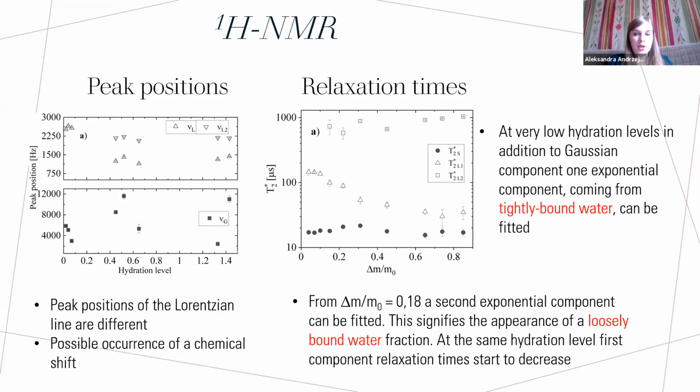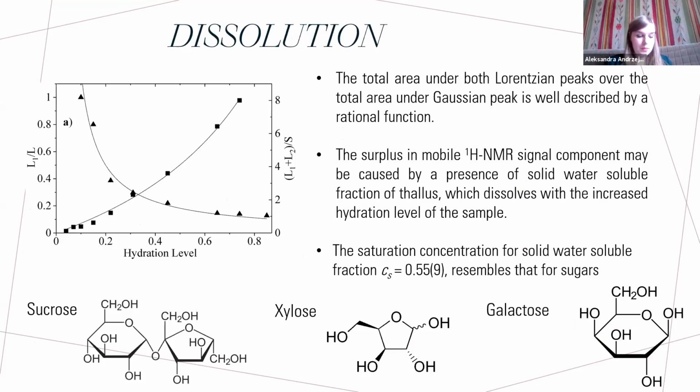In the time domain, we observe one Gaussian component for the solid state and one exponential component for low hydration levels representing the liquid state. For higher hydration levels, a second exponential component can be fitted. This signifies the appearance of a loosely bound water fraction. At the same time, with hydration level, the first component's relaxation time starts to decrease.